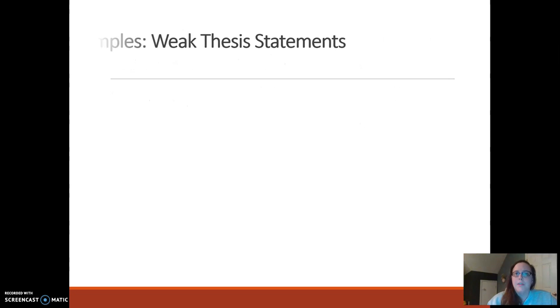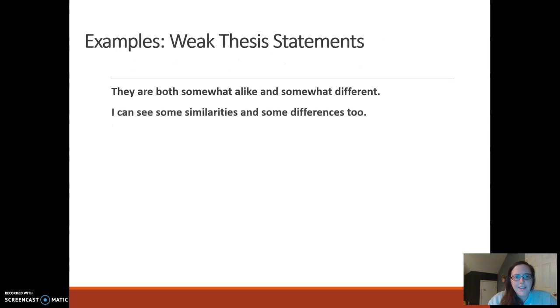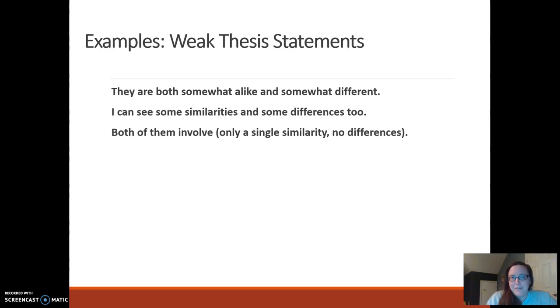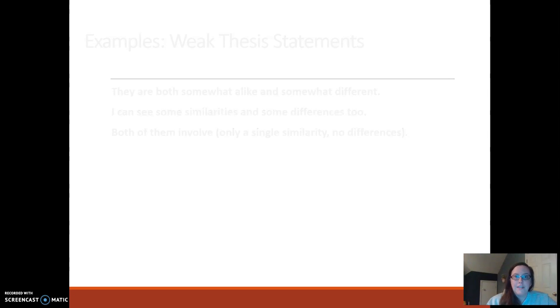If we look at some examples, these three, they're both somewhat alike and somewhat different. Well, that's really not helpful. That's probably just true no matter what. And you could say that about a whole lot of things we could compare, but your reader isn't getting a sneak peek into your essay by saying that some of these have similarities and some of them have differences. Also, if we say both of them involve a single similarity or both of them involve no differences, whatever, not identifying what those specific points of comparison will be is a detriment to writing a thesis statement for this essay.